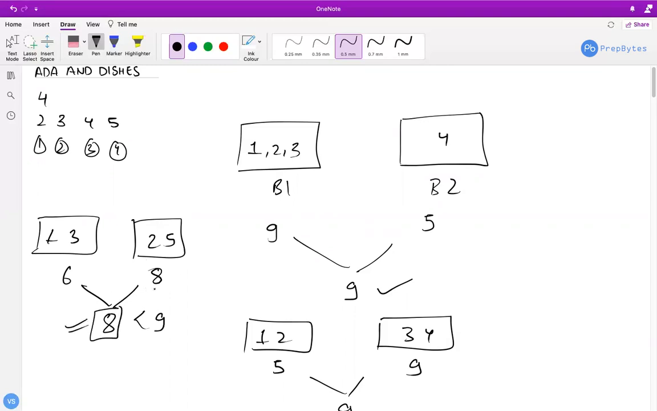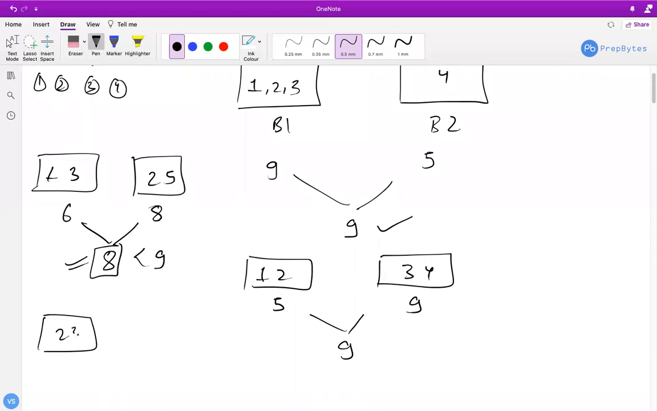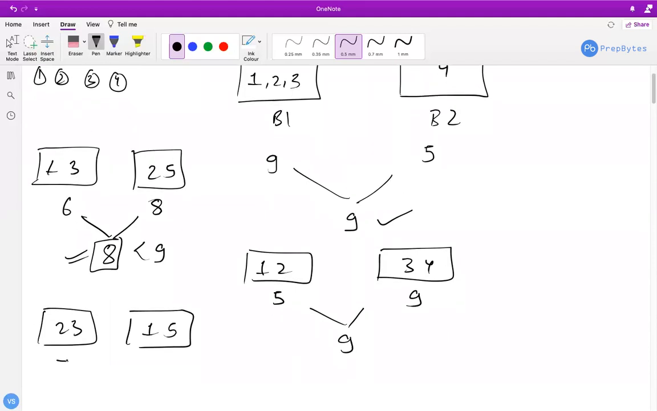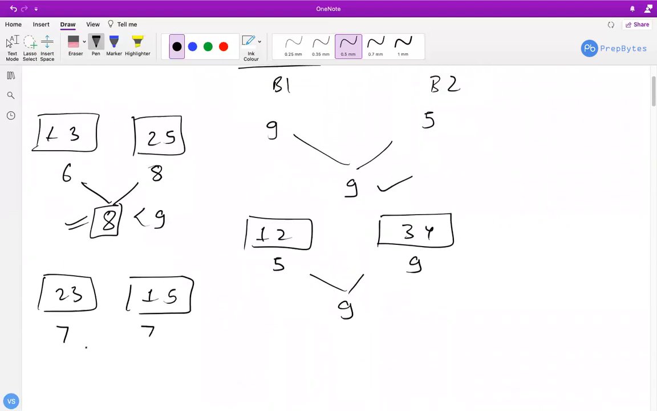Now let's check whether we can get anything smaller. Let's take 2, 3 in burner 1, and 1, 5 in burner 2. The time taken by dish 2 and dish 3 will be 4 plus 3 is equal to 7, and 5 plus 2 is equal to 7. So the total time required is 7. So this is the minimum; this can be your minimum time.